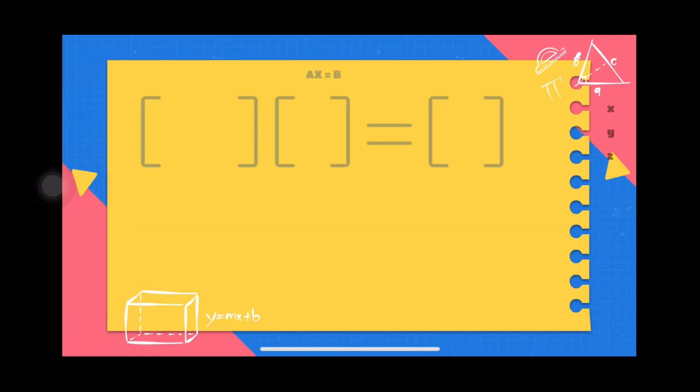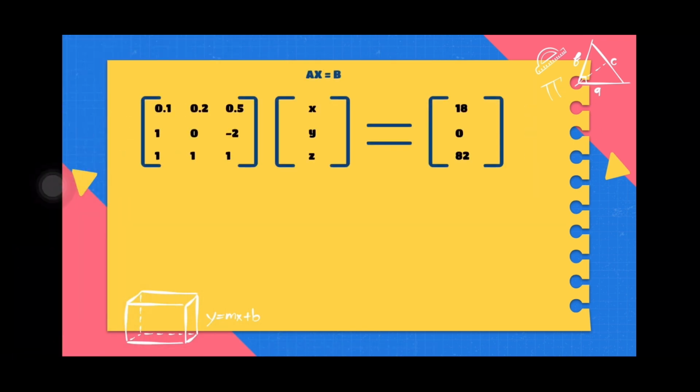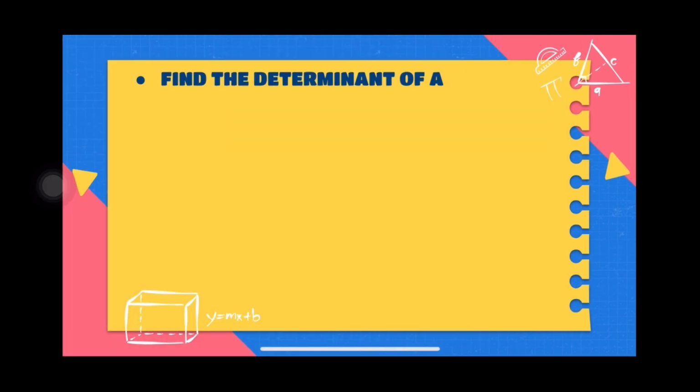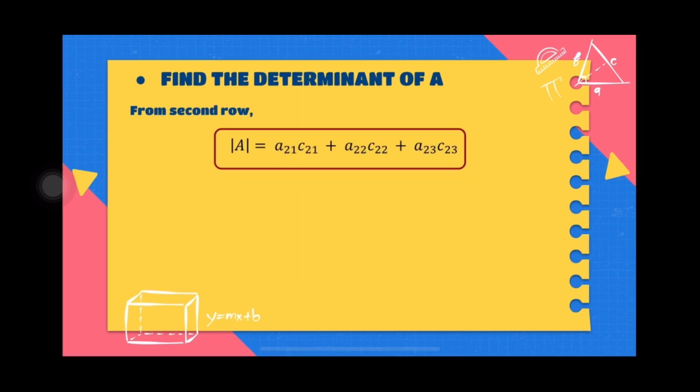To solve the equations using matrices, we need to write the equations in the form of Ax equals to b. From the equation Ax equals to b, we can find that x is equal to the inverse of A times B. So now let's find the inverse of A. To find the inverse of A, we must first find the determinant of A. For this case, we choose the second row to find the determinant of A. We can write that determinant of A equals to A21 C21 plus A22 C22 plus A23 C23.